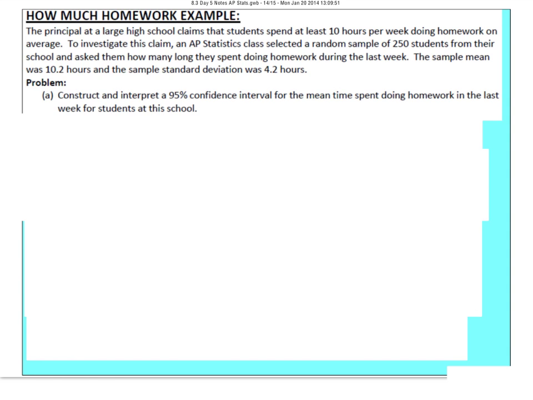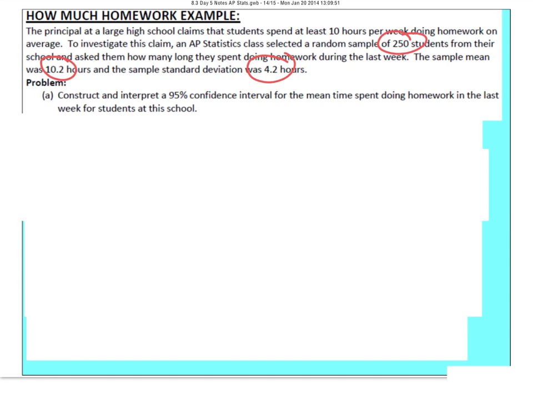How much homework example? The principal at a large high school claims that students spend at least 10 hours per week doing homework on average. So 10 hours per week on average, that's a mean, so it's quantitative, by the way. To investigate the claim, an AP Stats class selected a random sample of 250 students from their school and asked them how long they spent doing homework during the last week. The sample mean was 10.2 hours and the standard deviation was 4.2 hours. Construct and interpret a 95% confidence interval about their homework.